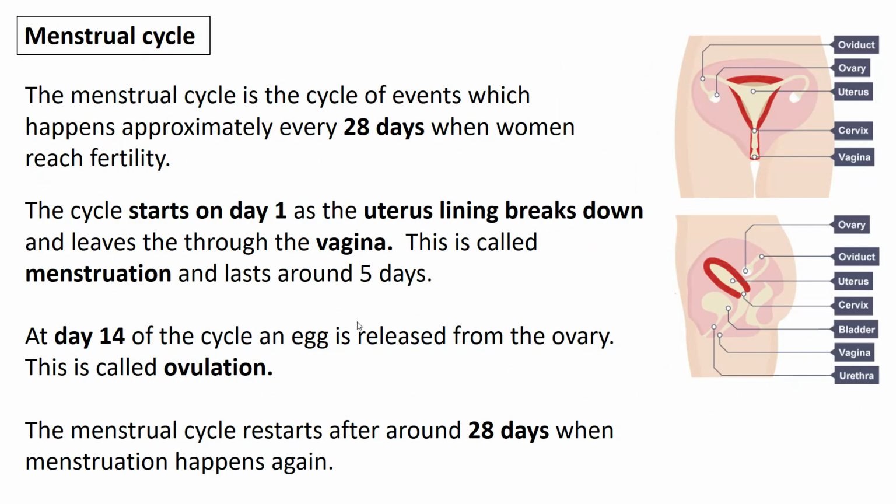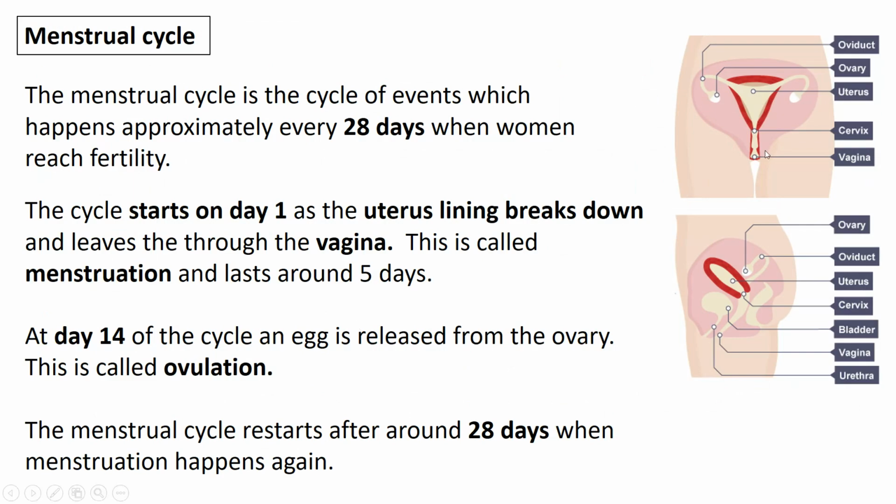In females, when they go through puberty, they often start the menstrual cycle, and the menstrual cycle is a series of events that actually helps you to be reproductively viable as a female. So the menstrual cycle lasts about 28 days, and it starts to happen when women reach fertility. The cycle starts on day 1 as the uterus lining breaks down. That's often called having a period, and this uterus lining will leave through the vagina.